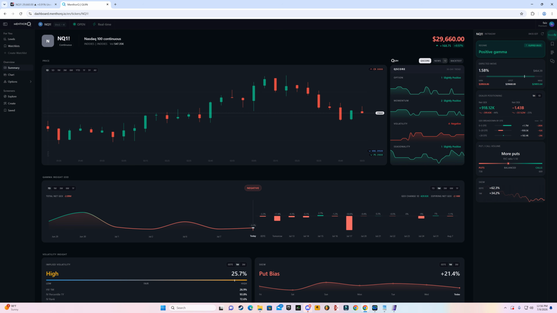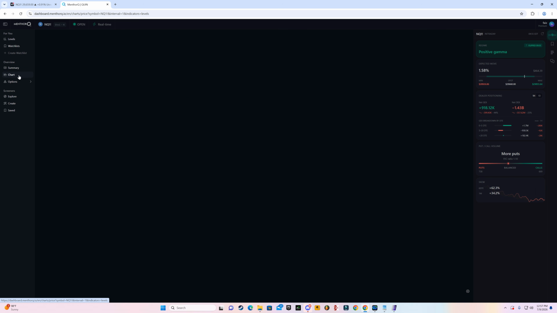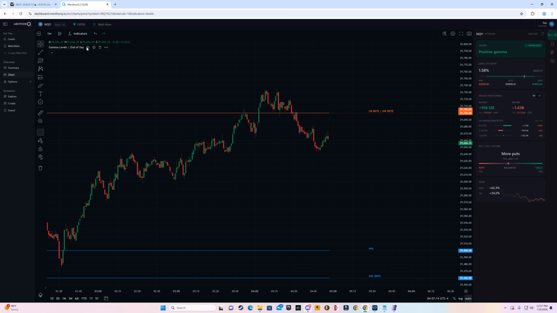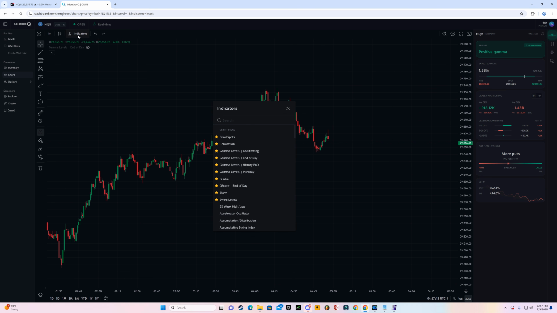Now, the most important thing about this tool, guys, are the key levels that it gives you. So we have a couple of key levels, right? So we have put support level. We have, so let me just go over here to the chart. So you can open chart, and TradingView is integrated in this, right? So I'm just going to disable this, and I'm going to go to indicators over here.